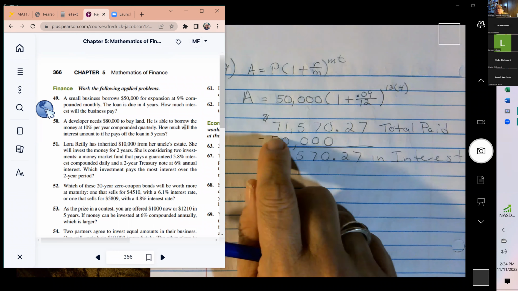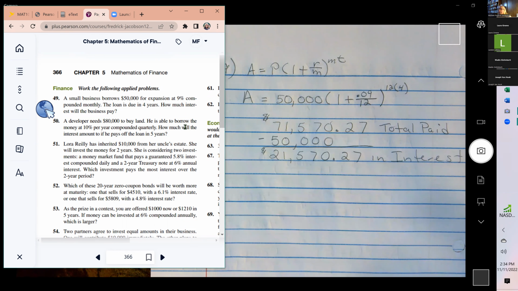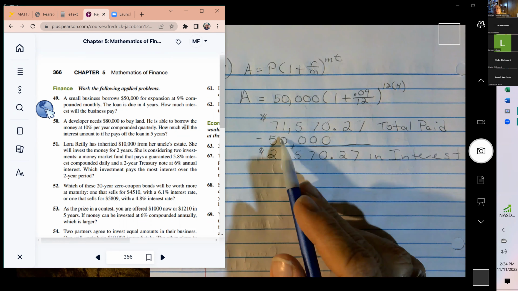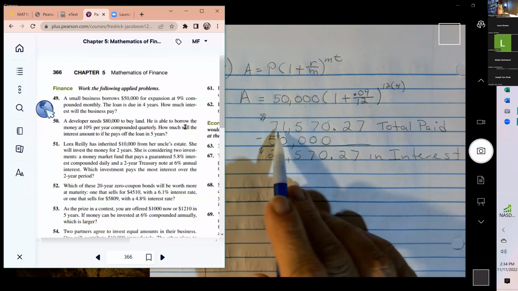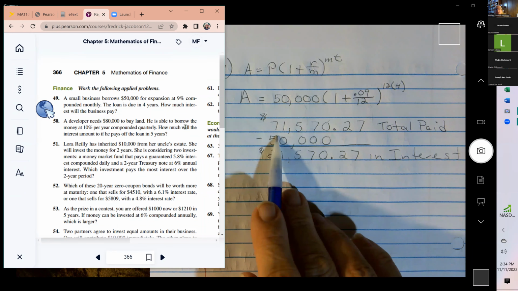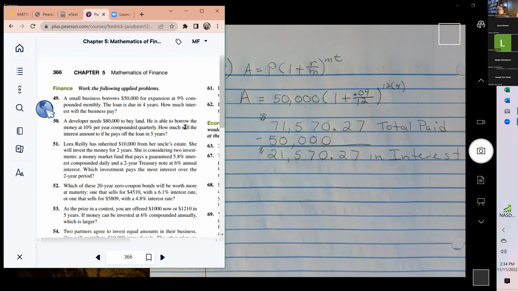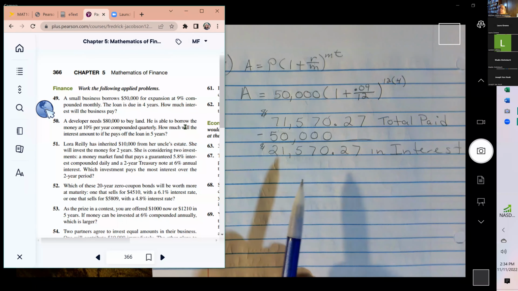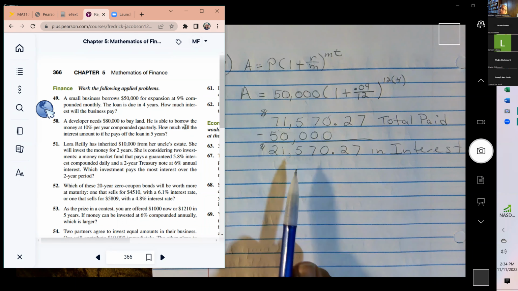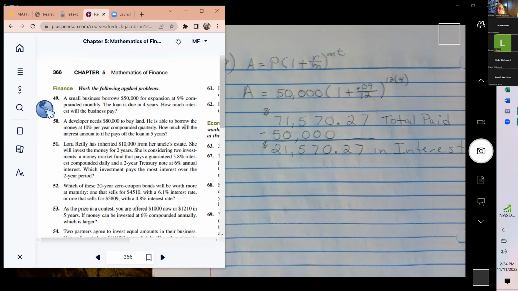They also call this total contribution. When we get into house payments and things like that in the next chapter, they'll call it your total contribution. So the total contribution to the loan was $71,570. The interest was $21,570. Any questions on that?